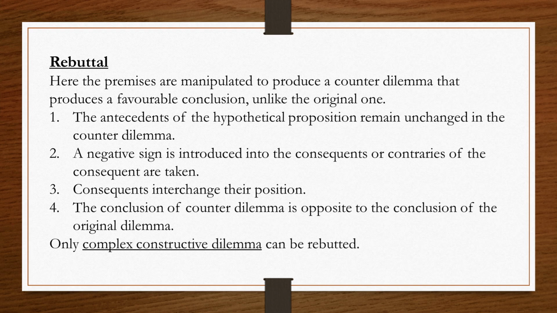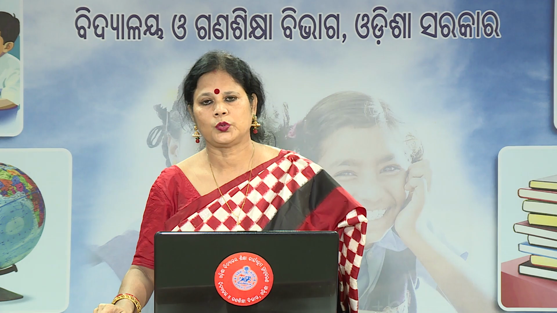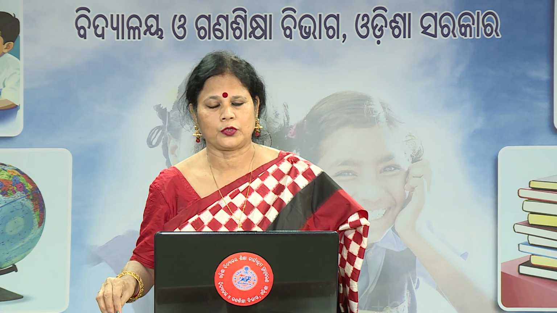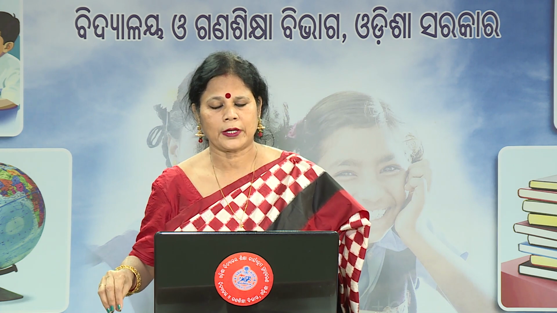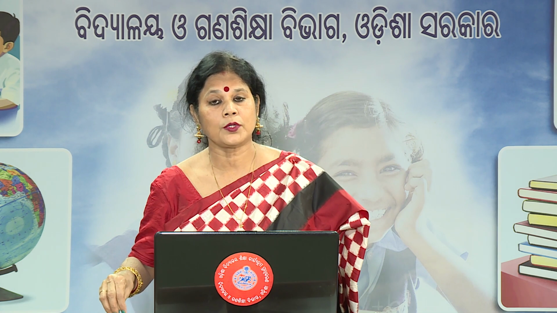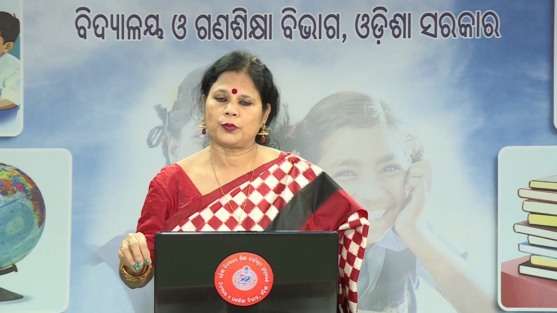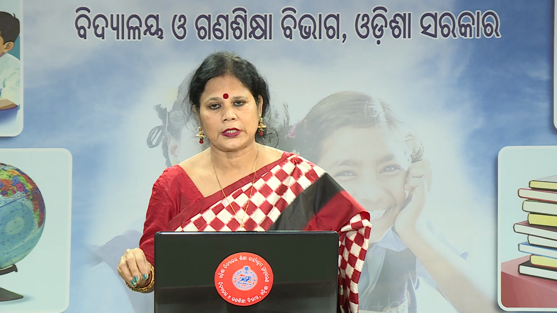We put a negative sign, not, or else we take the contraries. Third, the consequents interchange their position. We change the place of the two consequents. The first goes to the second, the second goes to the first. Then fourth, the conclusion of the counter dilemma is opposite to the conclusion of the original dilemma. The conclusion that we get in the counter dilemma is the opposite of the conclusion of the original dilemma.